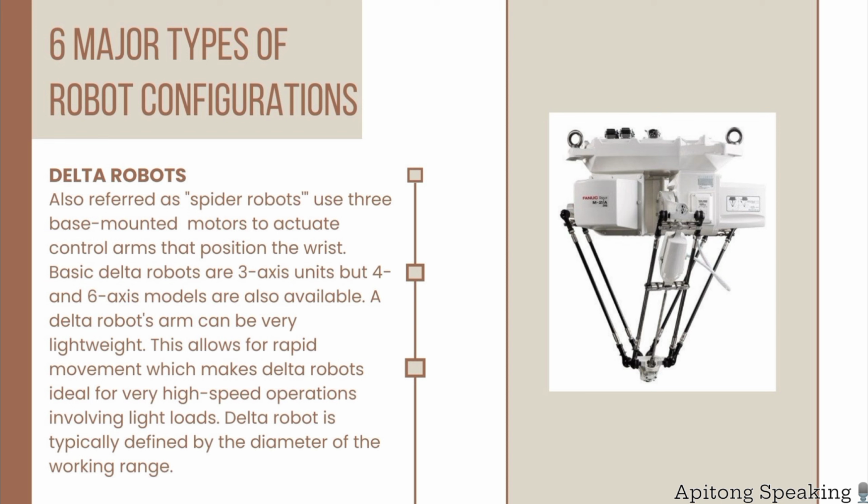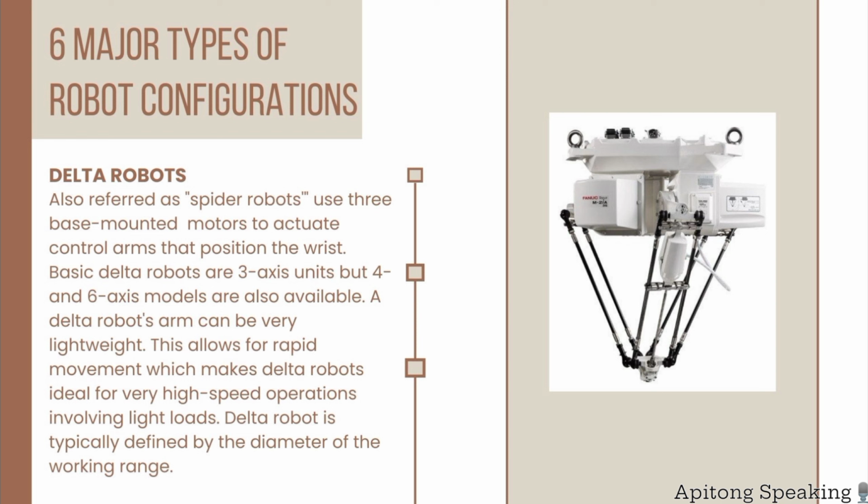Lastly is the Delta robots, which are also referred to as spider robots, where they use 3 base-mounted motors to actuate control arms that position the wrist. Basic Delta robots are 3-axis units, but 4 and 6-axis models are also available. A Delta robot's arm can be very lightweight. This allows for rapid movement, which makes Delta robots ideal for very high-speed operations involving light loads.